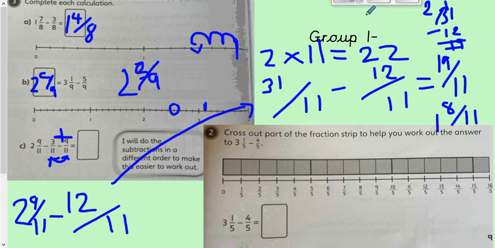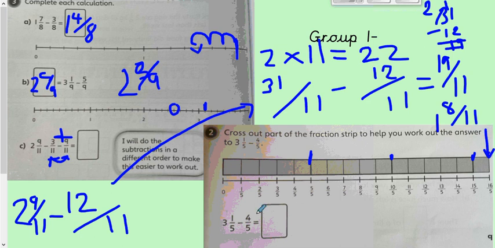So the next one then, it says cross out part of the fraction strip to help you work out the answer to 3 and 1/5 take away 4/5. So for this one, they've given you the number line, which is very helpful. So we've got 3 and 1/5. So we need to work out where 1 whole is, which is here, 5/5. 2 wholes would be 10/5. 3 wholes would be 15/5, sorry, and 1 extra would be over here. So it goes right up to the end of the number line.